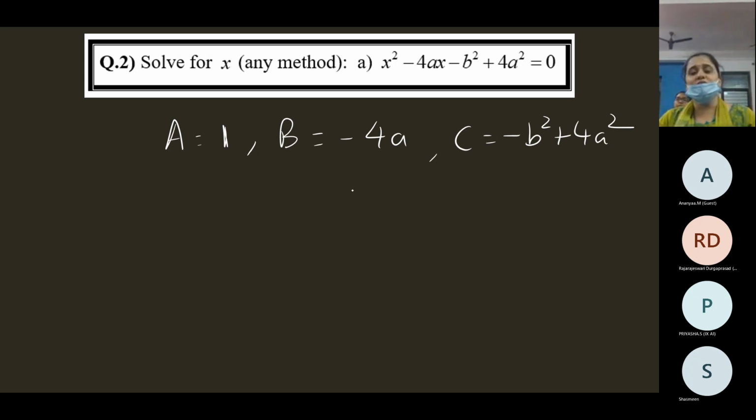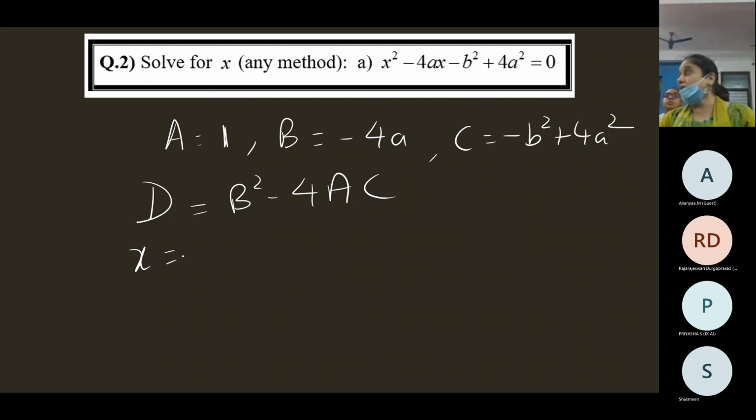A is 1, the coefficient of x square. B is minus 4a, which is the coefficient of x. And C is the constant, the expression that does not have x or x square in it. So now you know how to use the quadratic formula. You'll need to first find the discriminant, which is given by b square minus 4ac. And then the quadratic formula, x is equal to, what's the quadratic formula? Hitesh?